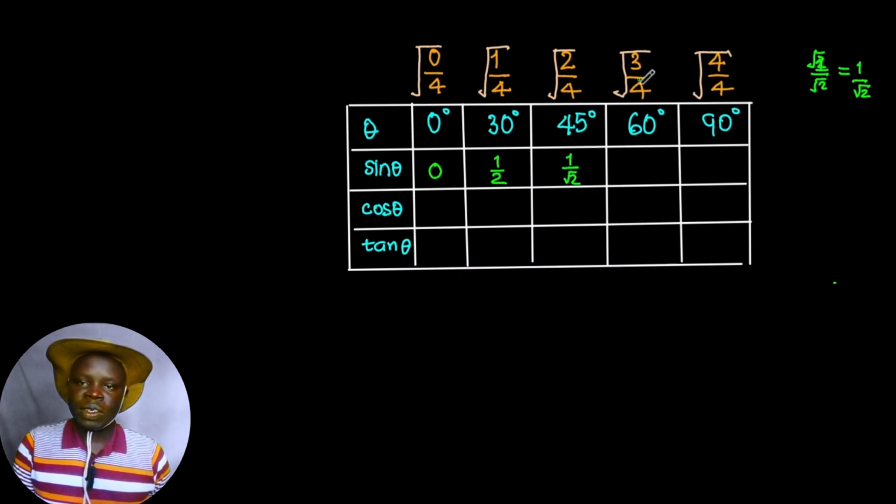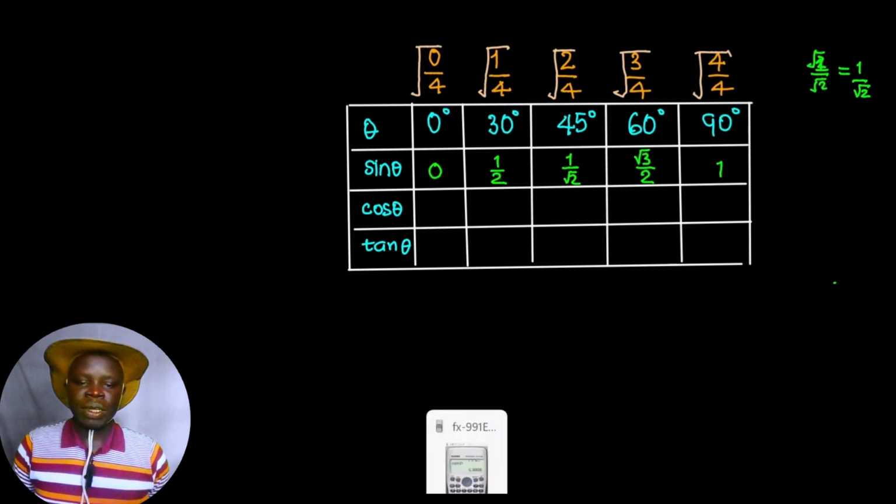Let's do the next one, 3 over 4. We get the square root of the numerator, root 3, and the denominator is a square number, the square root of 4 is 2. And that is exactly what we saw earlier on. Now we come to this one: 4 divided by 4 is 1, the square root of 1 is 1. And indeed, sine of 90 degrees was 1.